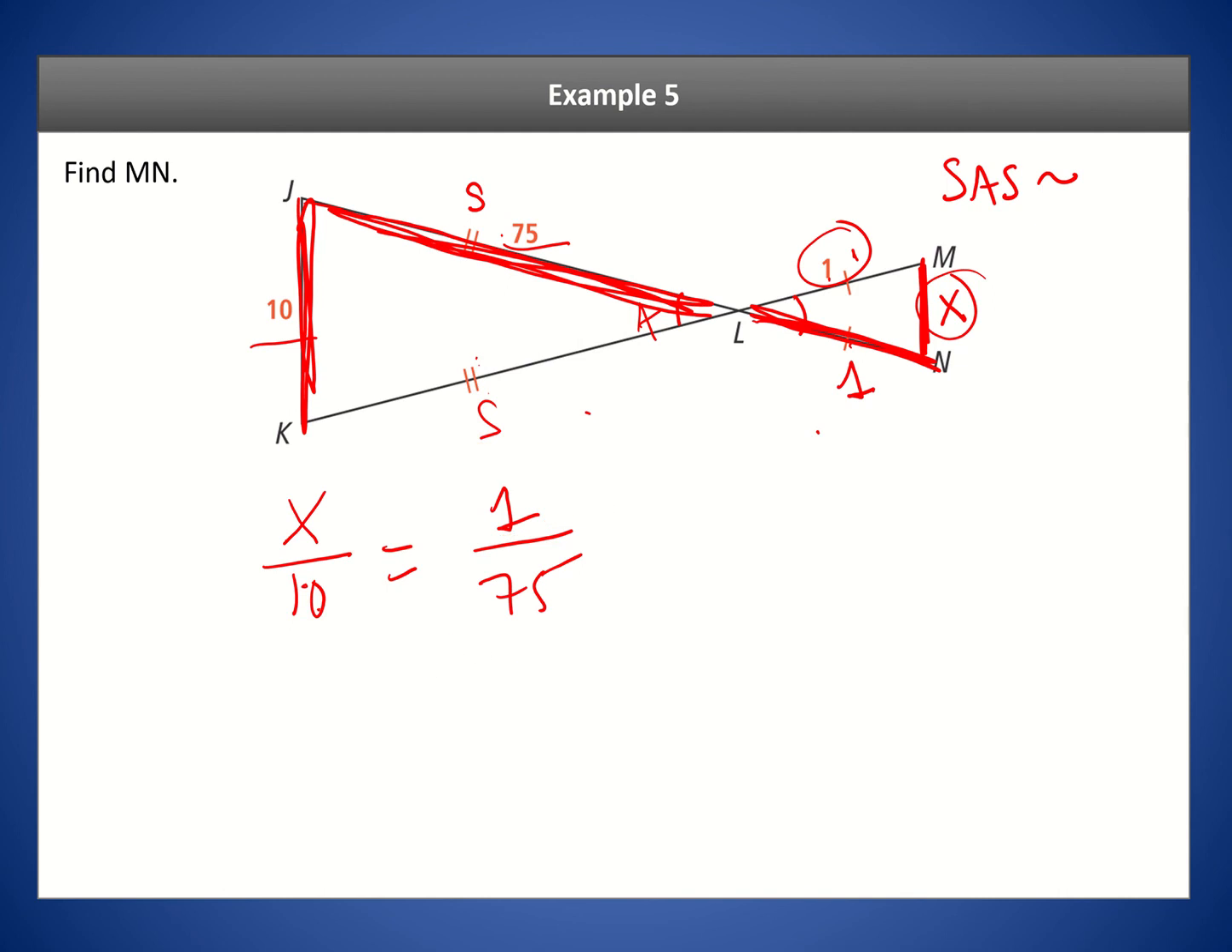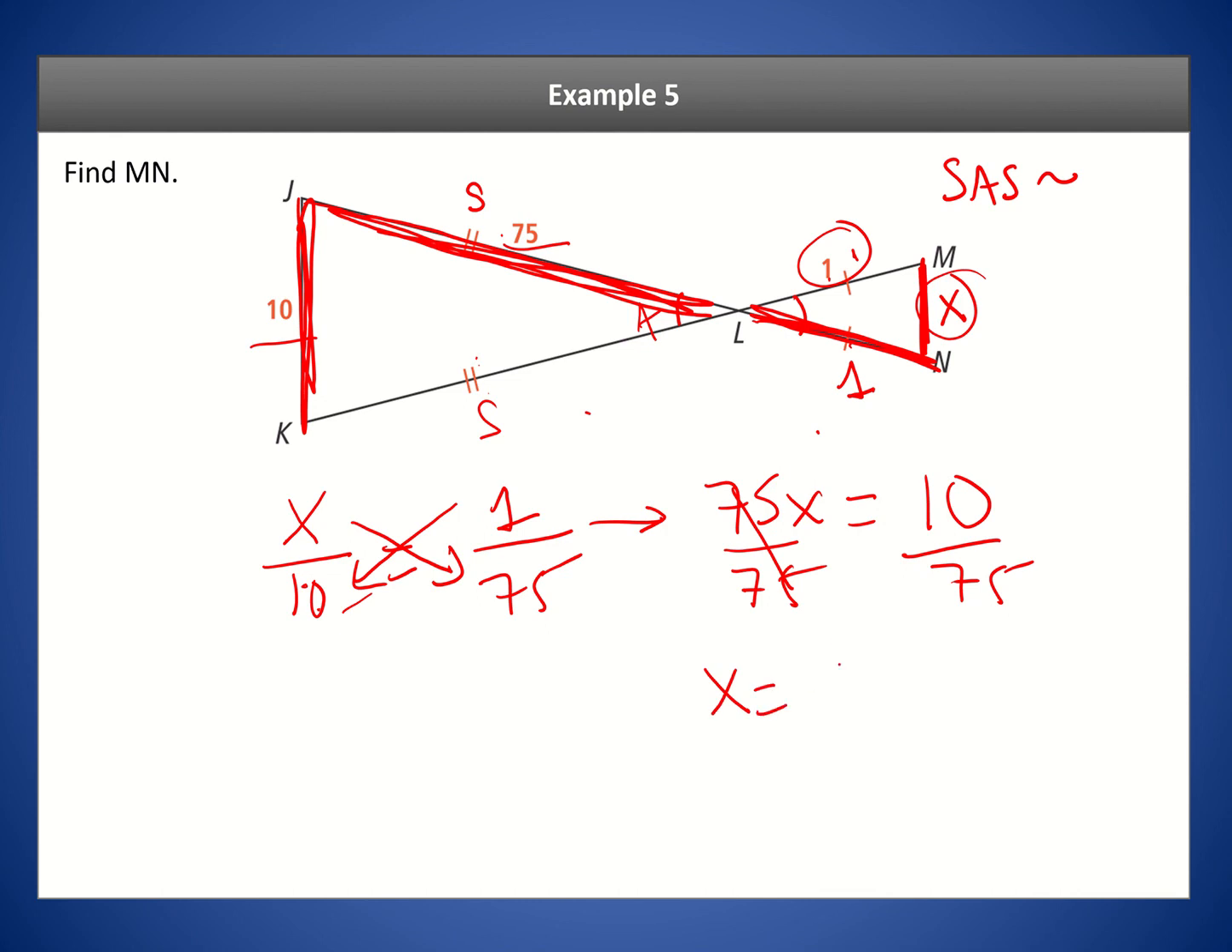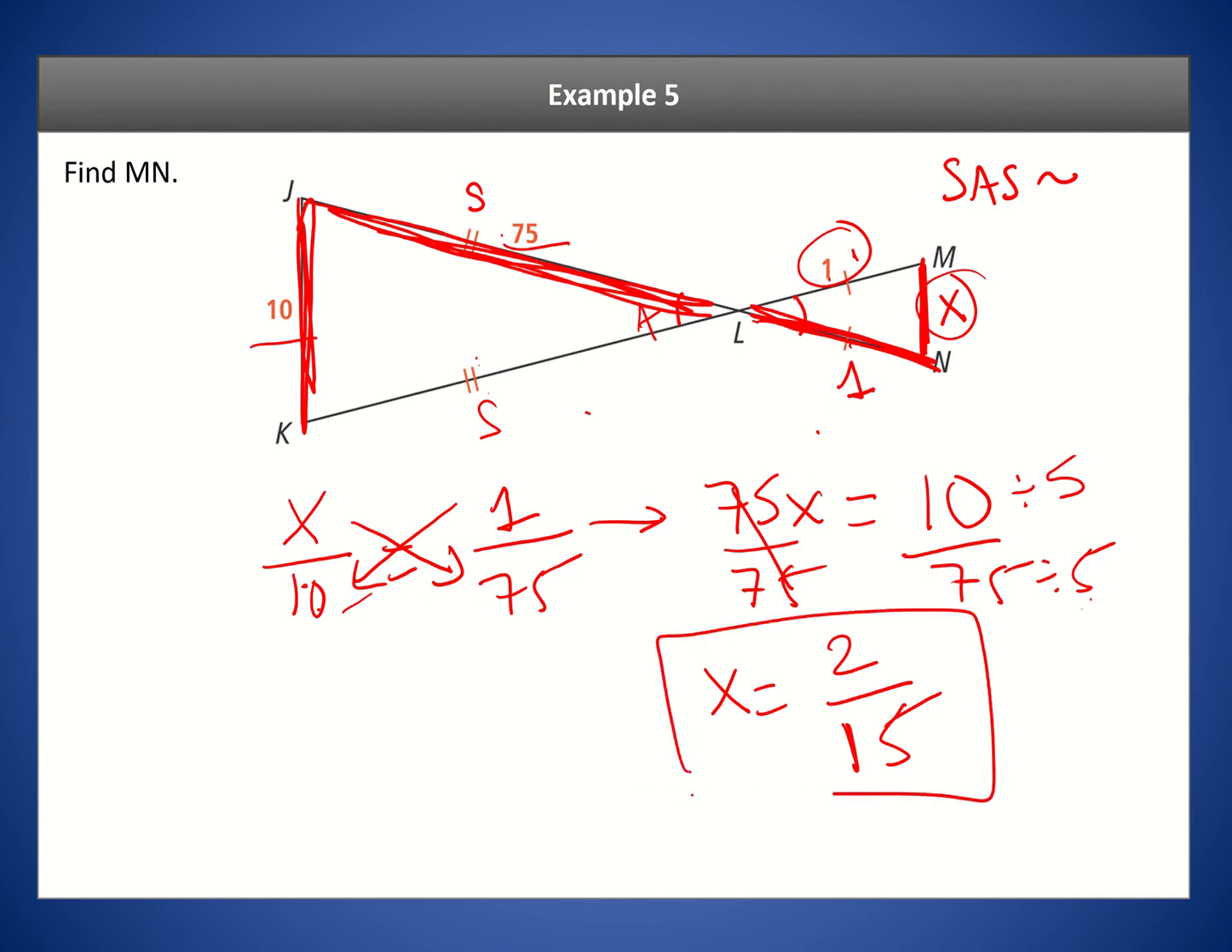All right, so we can cross multiply here to solve this equation, this is a proportion. So we get 75x equals 1 times 10, which is 10. Then we can divide by 75 on both sides, and we now have x. We can divide this by 5 to reduce it, and that'll give us 2 over 15 for x.